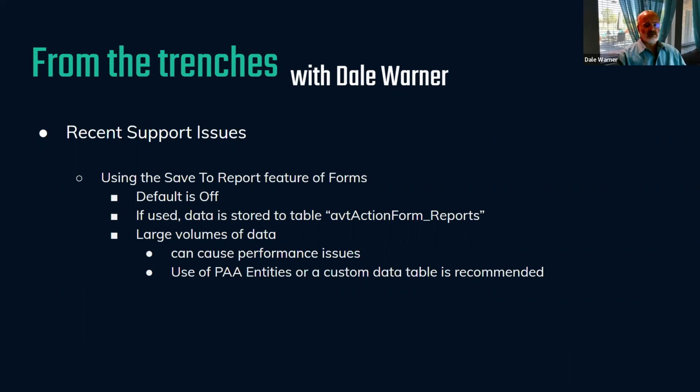I wanted to touch on a recent support issue that we had, and this is in our form builder. There is the ability to save information to a report, and what this does is allow you to save information to one common table, the ABT action form reports table. By default, it's turned off. You're just collecting information, and you're going to process it immediately in that form. But if you turn it on, it starts saving the data, which is great. But we saw a support case this week where a client had large volumes of data.